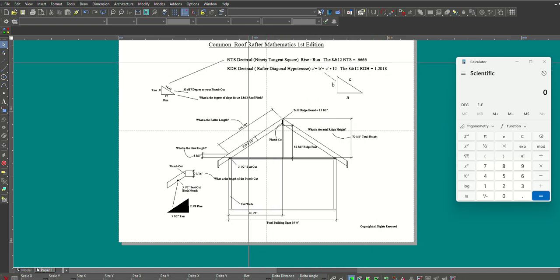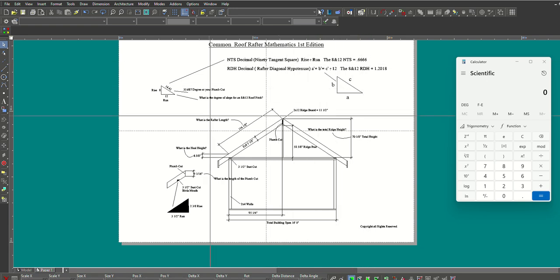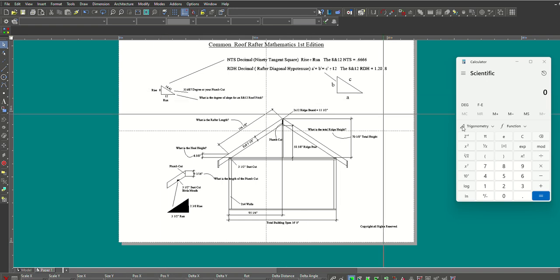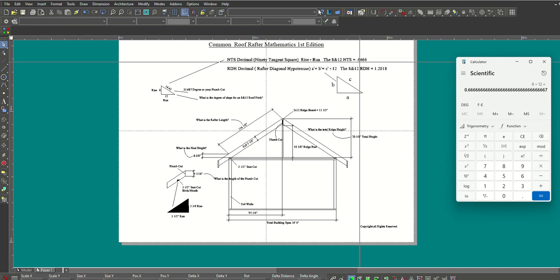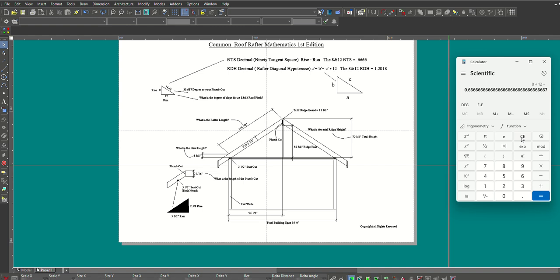So the first one is the NTS decimal, 90 tangent square, rise divided by run. The 8 and 12 NTS is 0.666. We have an 8-inch rise, 12-inch run. Just go to our calculator. We go 8 divided by 12 equals 0.666. I go to the fourth power and it seems to work very accurately. So that one's pretty simple.